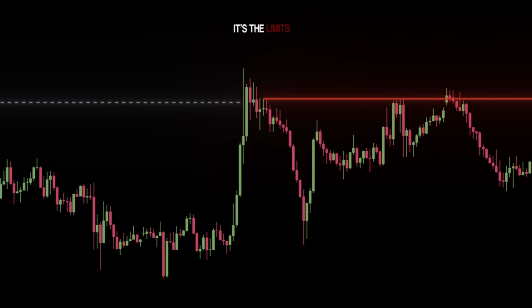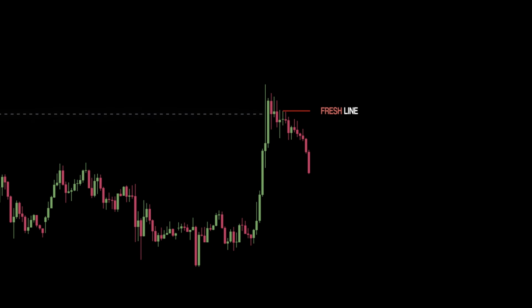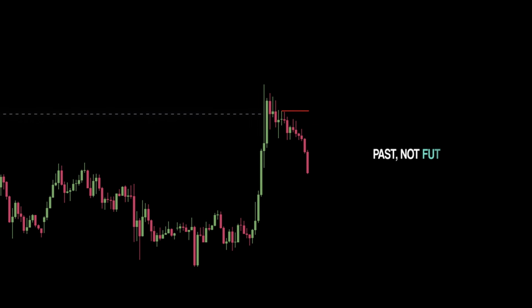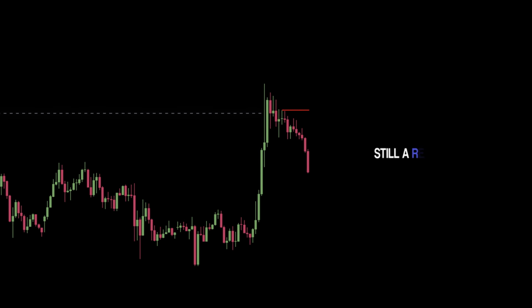Worth being straight with you about the limits though. It only draws a level once the candle has closed, so you're always finding out just after the fact, never during. And it marks where momentum turned before, not where it turns next. Everything on this chart is a reaction, a well-graded one, but a reaction.